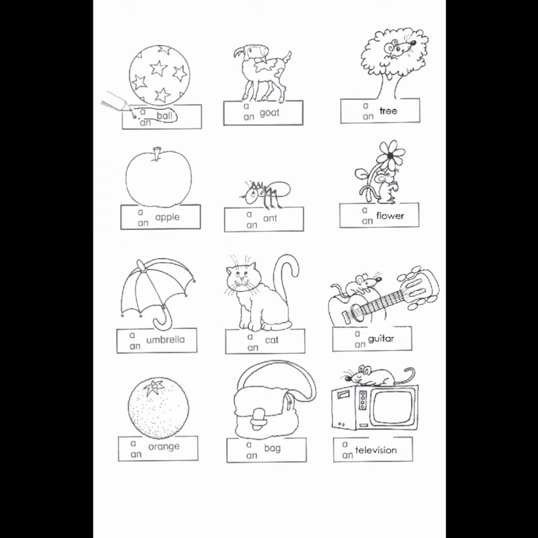Yes, a cat. A guitar or an guitar. Yes, a guitar. A orange or an orange. Orange starts with the vowel O. That's why we have to use an. An orange. A bag or an bag.